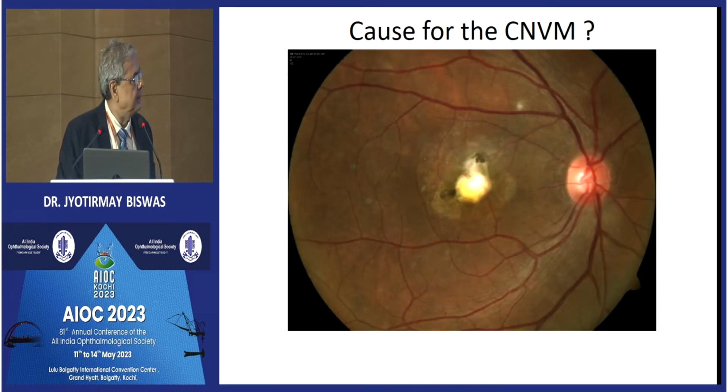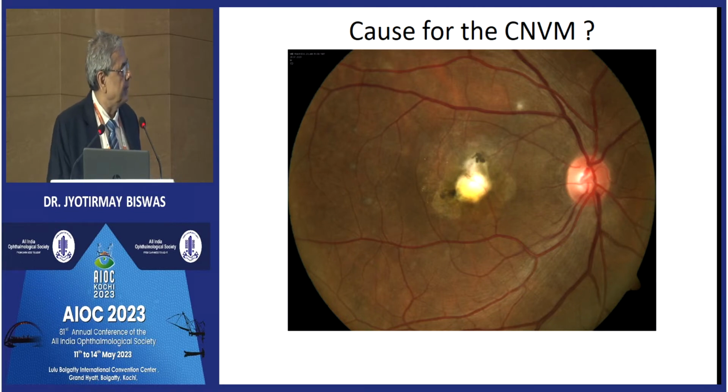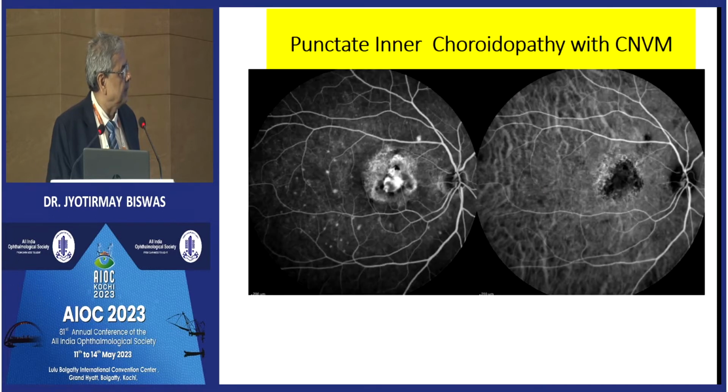This is a patient who came with a suspected CNVM, with a scar over the macular area. What is the cause of the CNVM with an apparently normal fundus otherwise? If you do a fundus fluorescein angiogram, you will see punctate hyperfluorescence suggestive of PIC. You may not do much in this case, but you can get a diagnosis of punctate inner choroidopathy.